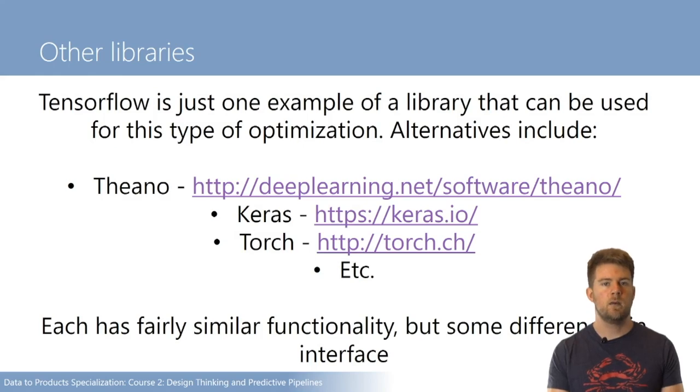Okay, so that's just one example of a library that can be used for this type of optimization. There are several alternatives which essentially try and do the same thing. Some popular examples are Theano, Keras, and Torch, whose links you can find here, where you can find out a bit more about the relative advantages and disadvantages of each. Most of them really have quite similar functionality, but there'll be some differences in their interfaces.